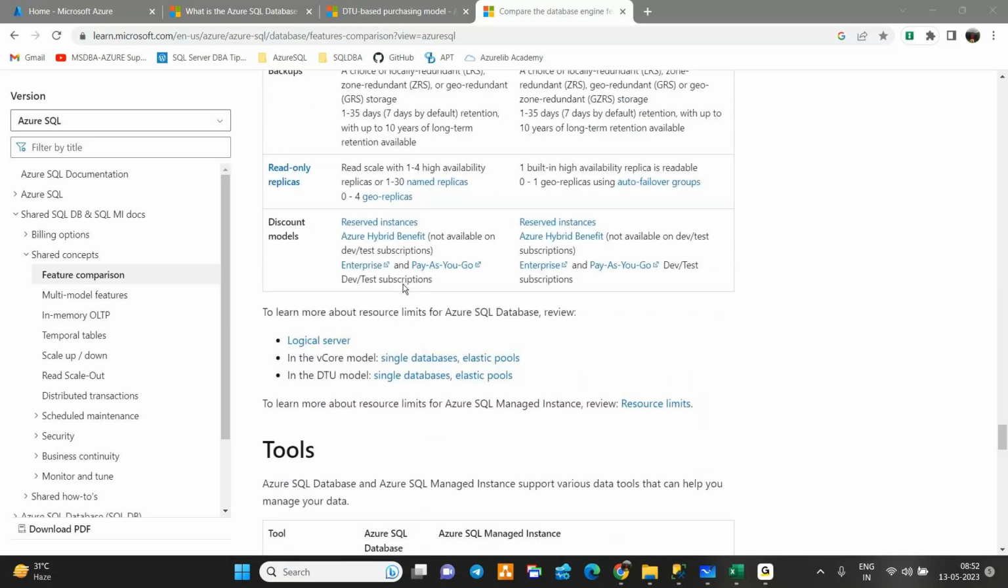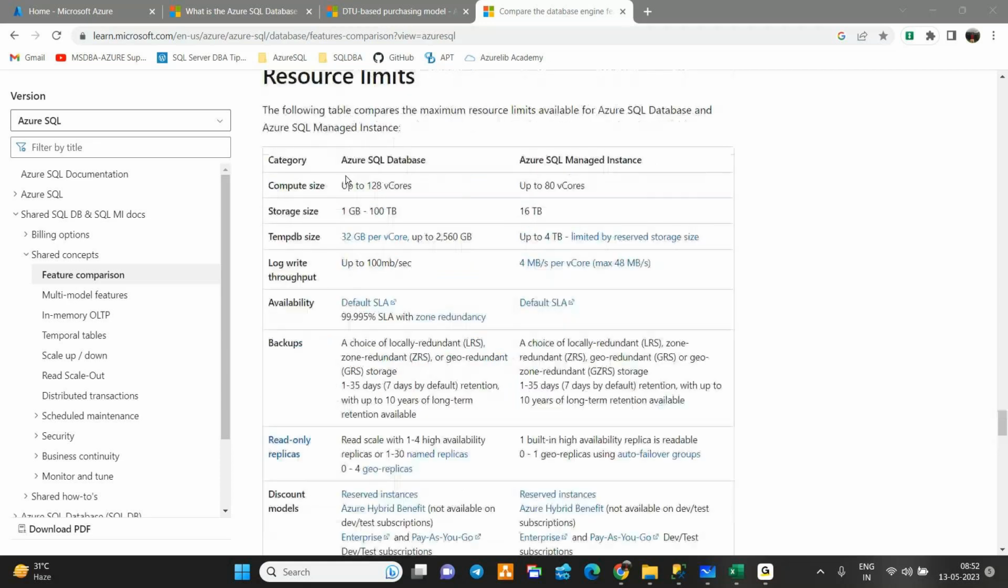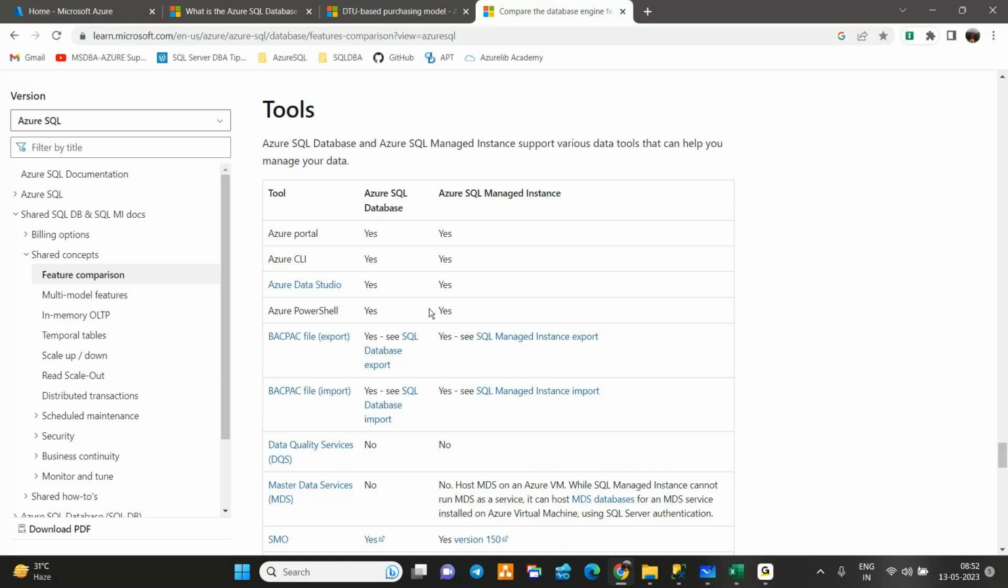Resource utilization. See, with Azure SQL Database, maximum you can go for 128 cores, and maximum you can go for 100 terabytes. With Azure MI, maximum you can go for 80 cores, and maximum you can go for 16 terabytes. And your TempDB. A lot of information Microsoft itself provided is here.